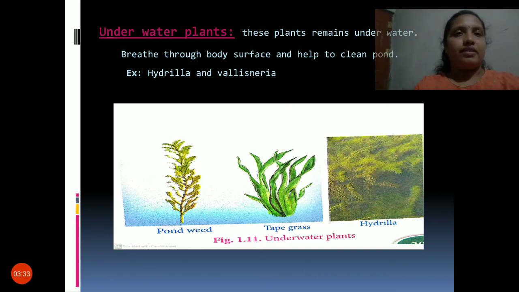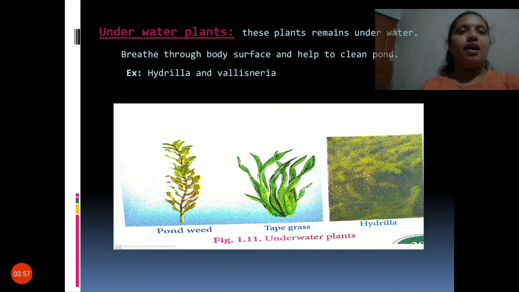Next one is underwater plants. Floating we have seen, and fixed plants we have seen. In both of these, the plants will be floating. Only the root is fixed or unfixed. We divided them that way. But underwater plants remain underwater. They do not float on the water.